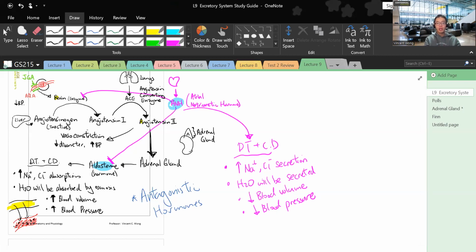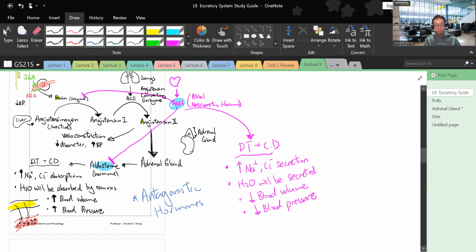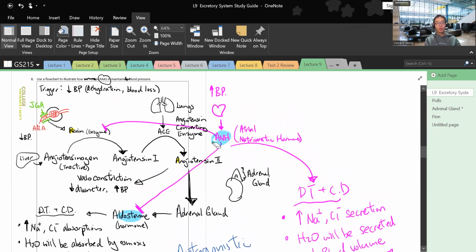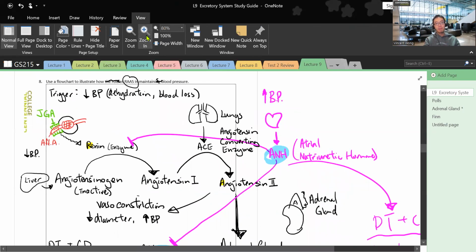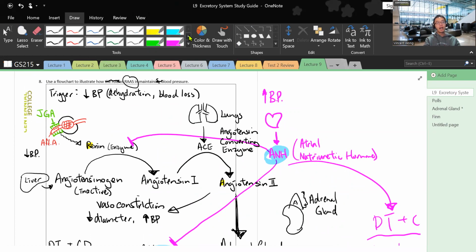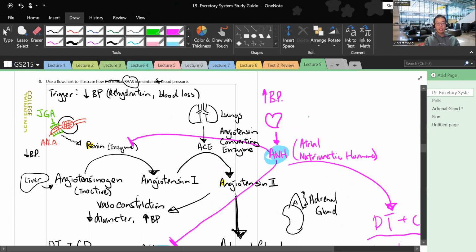But of course, we know for many people, blood pressure will be high despite the fact that we have ANH in the body. And when the internal mechanisms are inadequate in balancing the blood pressure, then we have to take medications. Okay, so for people suffering from high blood pressure, there are two types of medication they can take.